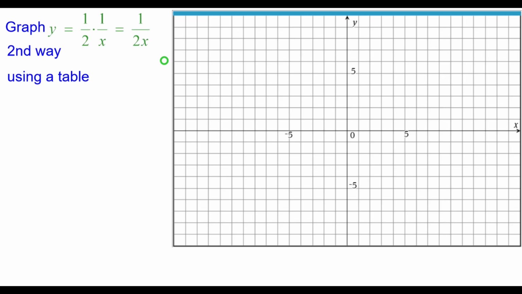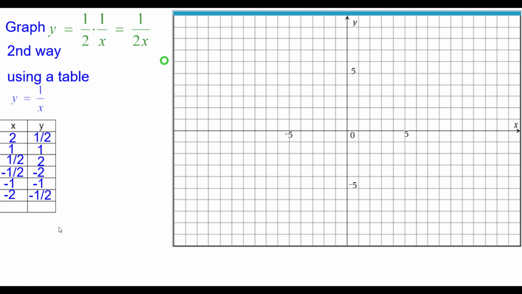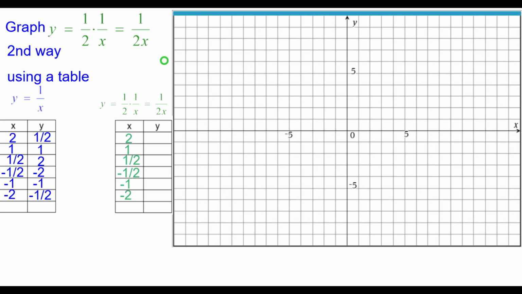Second way, using a table. Here are 6 ordered pairs that we usually use in the reciprocal function, and we'll do this one in green, keeping the x coordinates the same. We're going to multiply each y coordinate by 1/2 because that's that coefficient there.